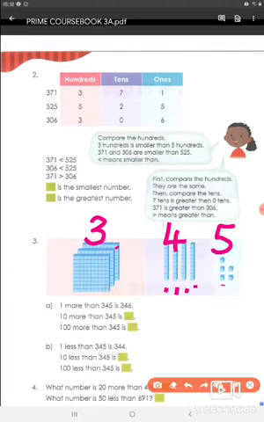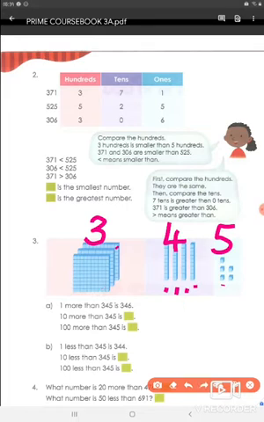And the next one asks, what is 10 more than 345? Where are we going to add? To the hundreds, to the tens, or to the ones? We are definitely going to add to the tens. So we add one more. So then we have 355.